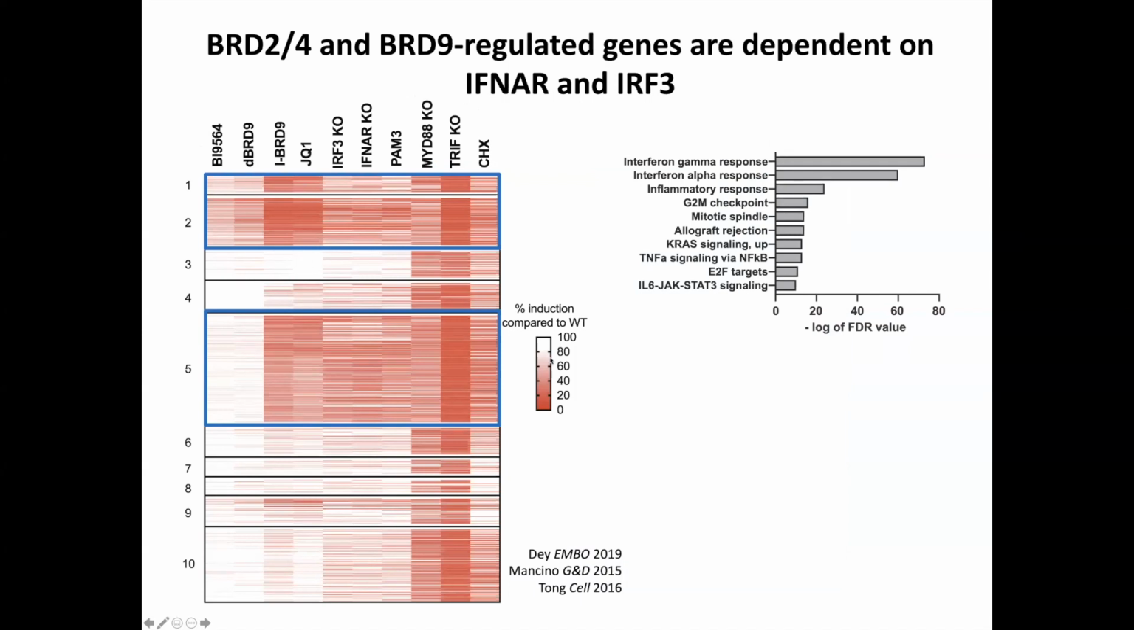Consistent with this, many of the genes that we found to be BRD9 dependent are highly enriched in genes of the interferon gamma response and interferon alpha response, these so-called ISGs.